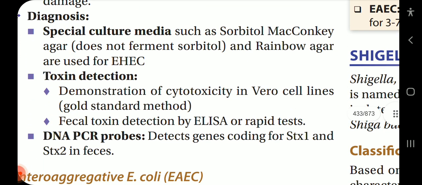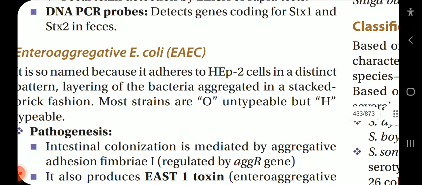damage. Diagnosis: special culture media such as sorbitol MacConkey agar, on which EHEC does not ferment sorbitol, and rainbow agar are used for EHEC. Toxin detection: demonstration of cytotoxicity in vero cell lines is the gold standard method. Fecal toxin detection by ELISA or rapid test. DNA PCR probe detects genes encoding STX1 and STX2 in feces.